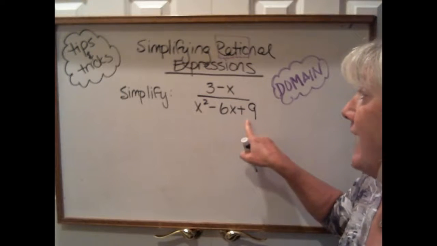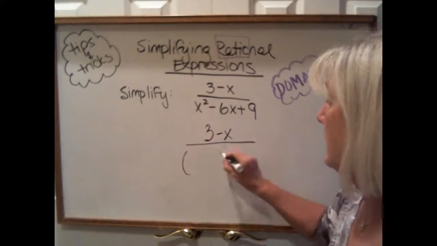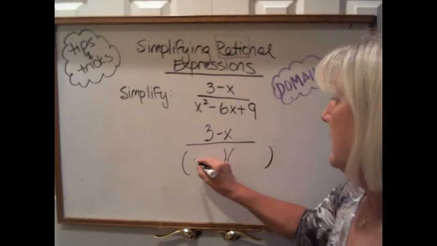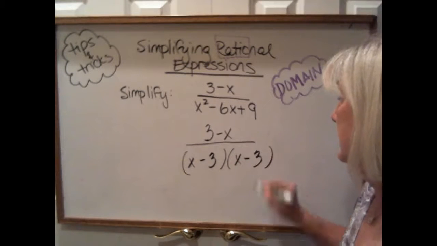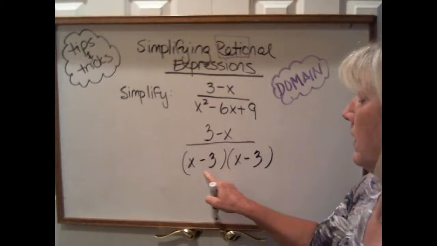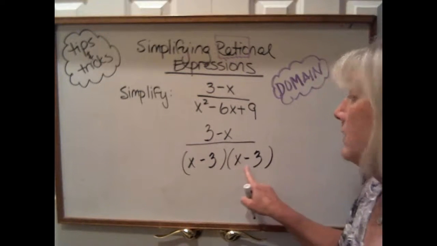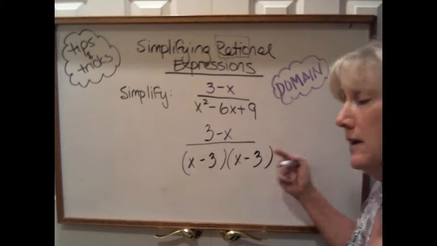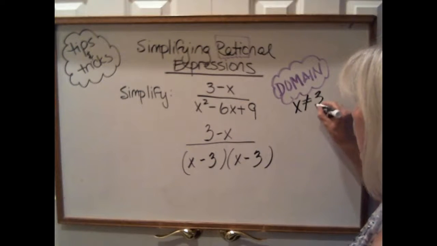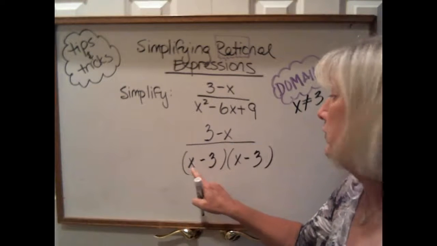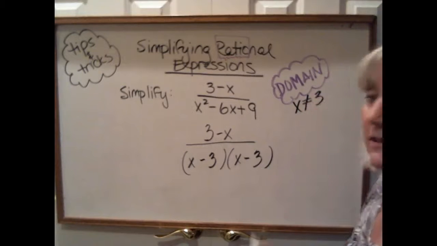So what we really need to do is factor this. So this turns into 3 minus x on the top. And the denominator, that's a trinomial with 3 terms, and it factors into x minus 3 times x minus 3. So what would make this denominator 0? It would be where this factor is 0 or where this factor is 0. Remember the equations, setting them equal to 0. So our domain is that x cannot equal 3, because if we put in a 3 here, it'll be 3 minus 3, which would make the denominator 0.